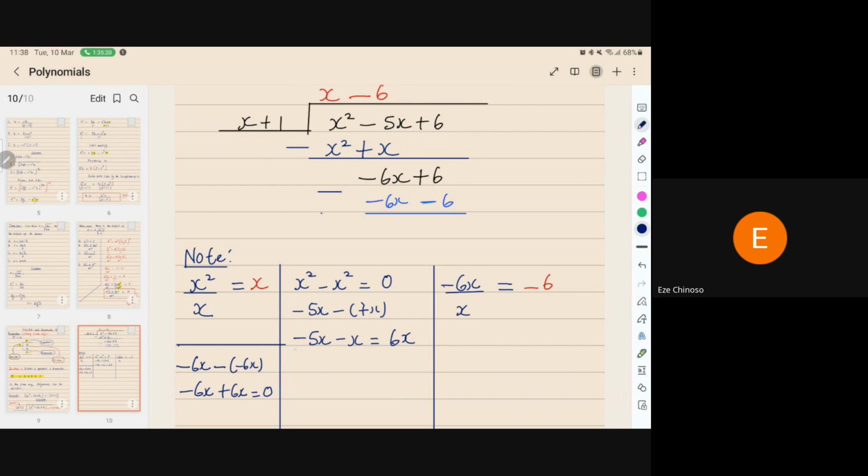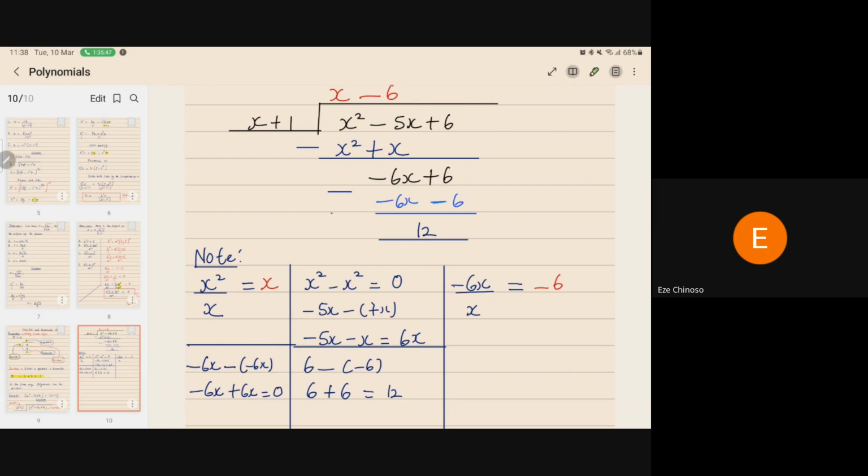Now, the next part of things is what? 6 minus 6. So that will give me 6 plus 6, which is equal to 12. And that's why I have 12 right here. Does it make sense? Don't worry, I'll solve more examples. The more examples I solve, the more sense it makes to you guys.